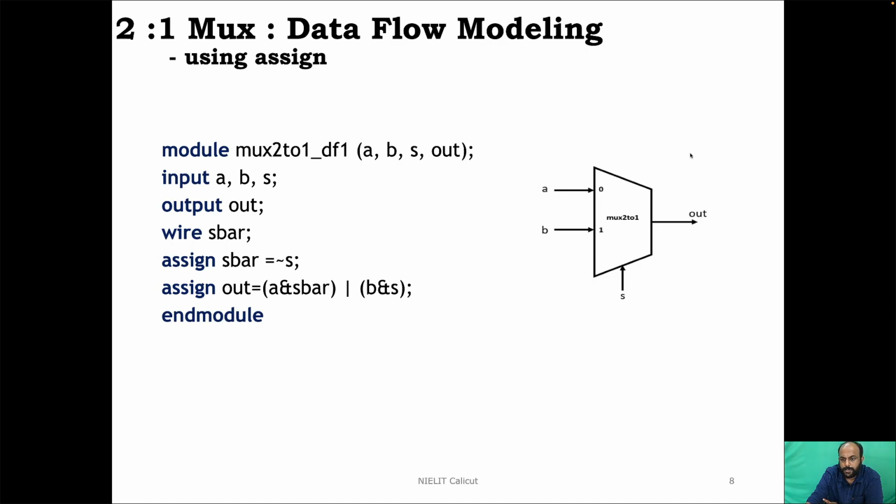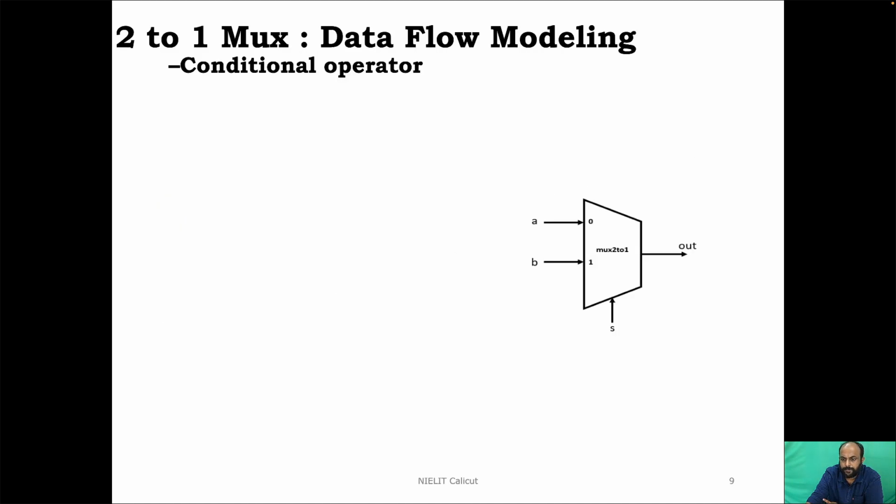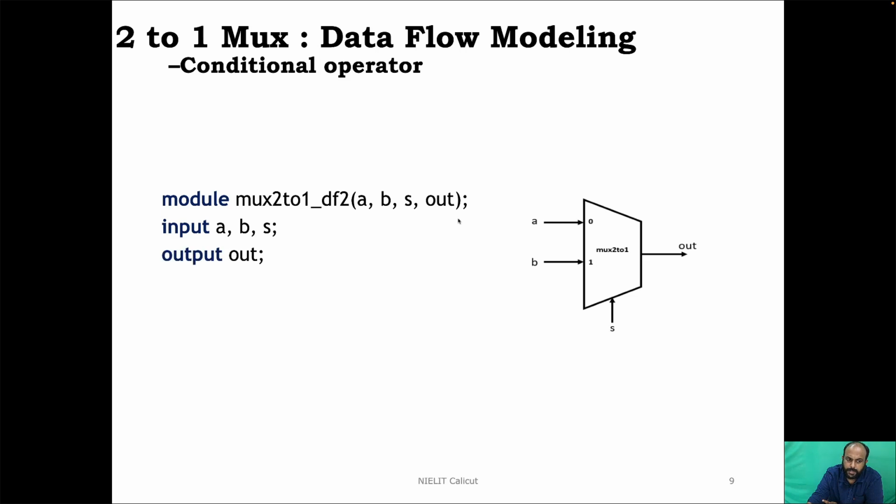We can also use the conditional operator for this purpose. The conditional operator, as I already explained, comes with a syntax like this. The destination variable is assigned with a condition to be tested, a question mark, a true value, a false value. So the same thing we are trying to adapt here to form this 2:1 multiplexer. We write the module name and the list of all terminal ports. We describe the input ports A, B and S, and describe the output port.